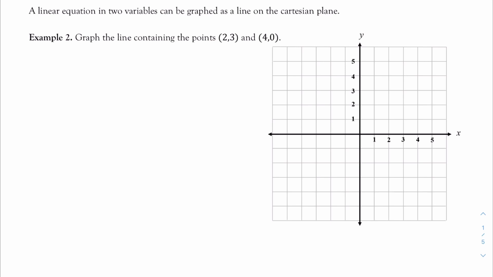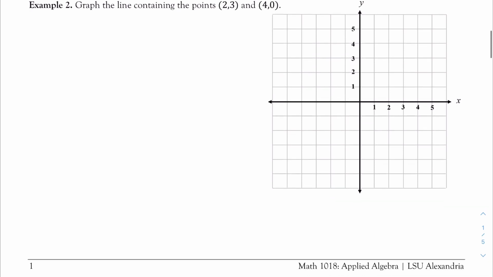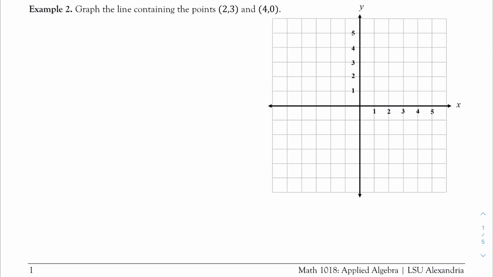In example 2, graph the line containing these 2 points, 2, 3, and 4, 0. The first thing I'm going to do is plot the 2 points. I have 2, 3, so that's 2 to the right and 3 upwards. And 4, 0, that's 4 to the right and 0 units up and down. So I have 2 points.